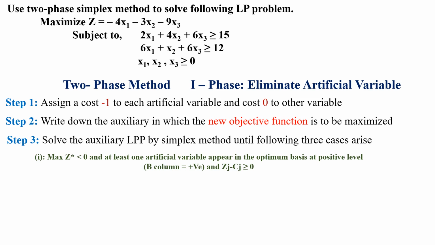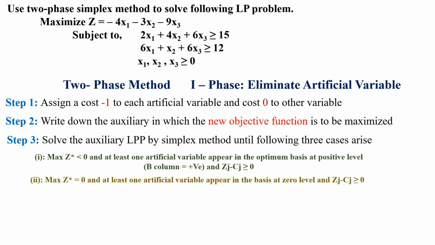The first case is maximize z star is less than 0, and at least one artificial variable appears in the optimum basis at positive level, and all zj - cj are greater than or equal to 0. The second case is maximize z star equal to 0, and at least one artificial variable appears in the basis at 0 level, and all zj - cj are greater than or equal to 0.